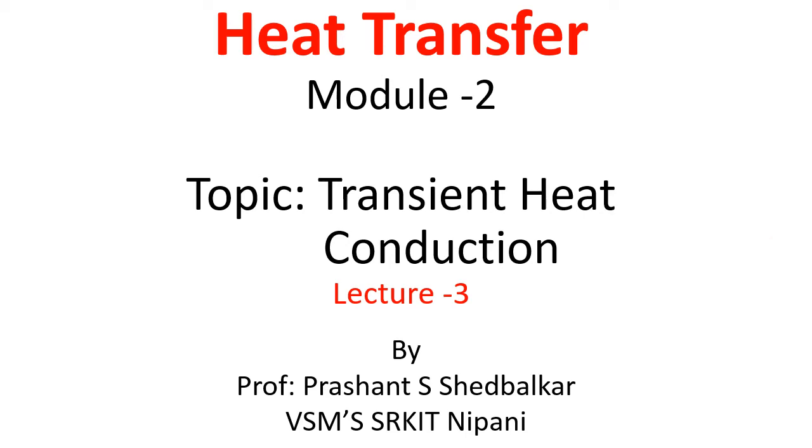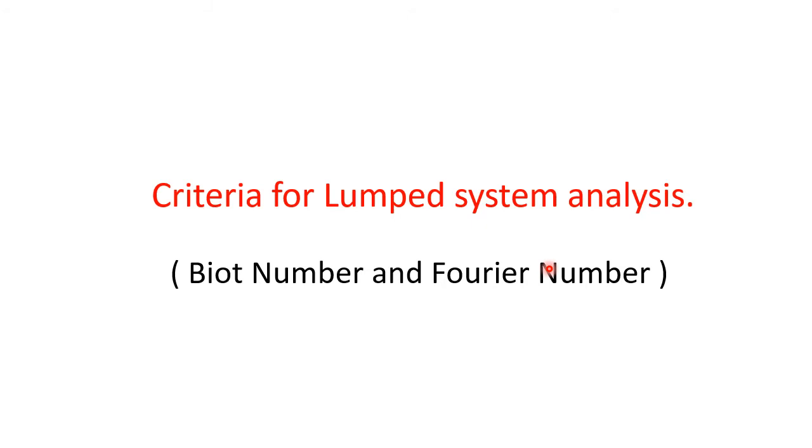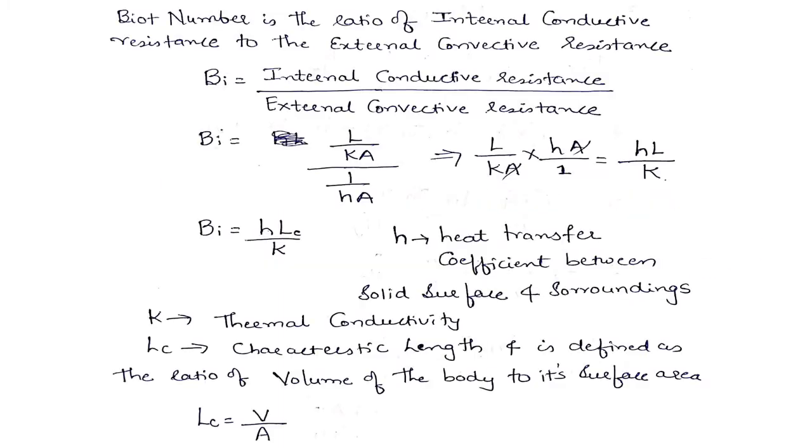So in today's class, we will study the criteria for the lumped system analysis. There are two main criteria: one is the Biot number and the other is the Fourier number. The Biot number is the ratio of internal conductive resistance to the external convective resistance.